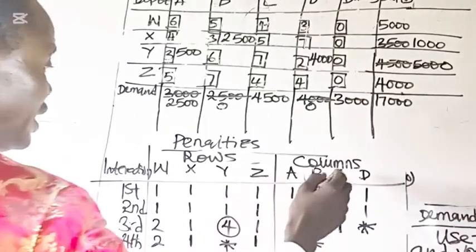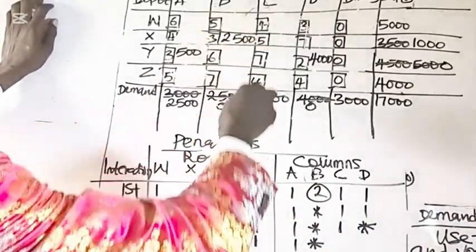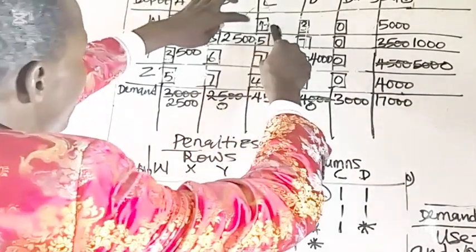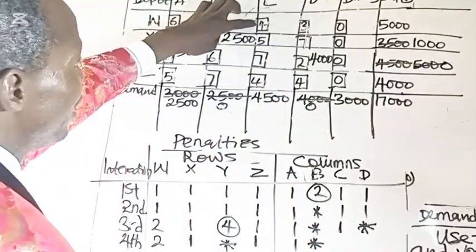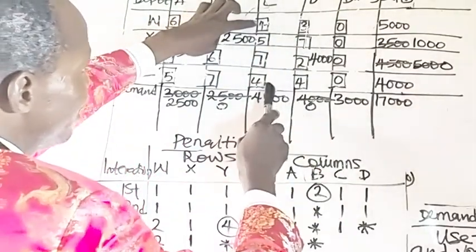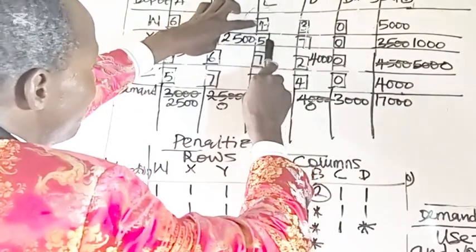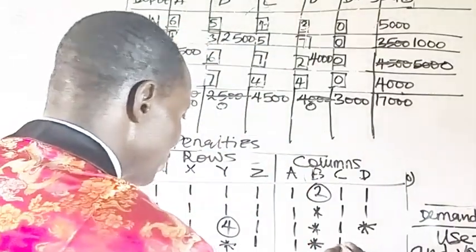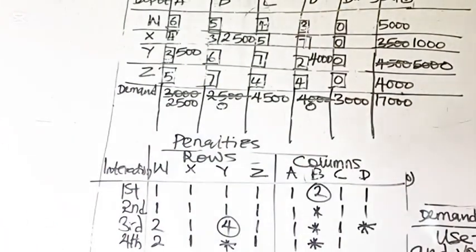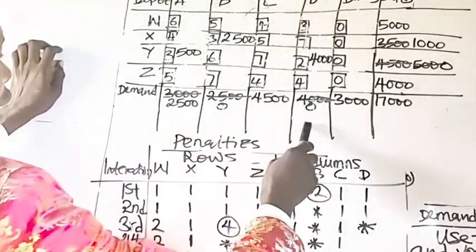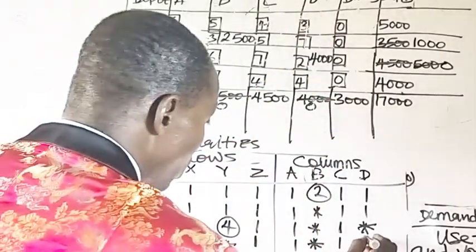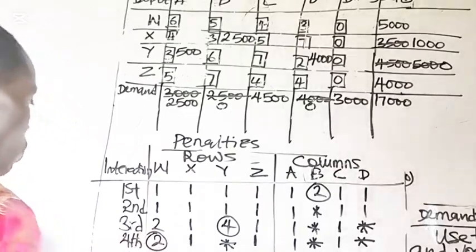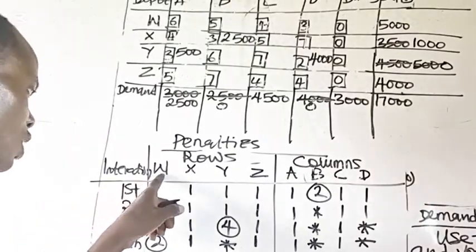For column C, so we have the least to be 4. Then the next least is 5. 5 minus 4, that gives us 1. For column D, you've exhausted what you have there. No further allocation can be made to that column. So we put asterisk. The highest penalty is 2, which is row W.